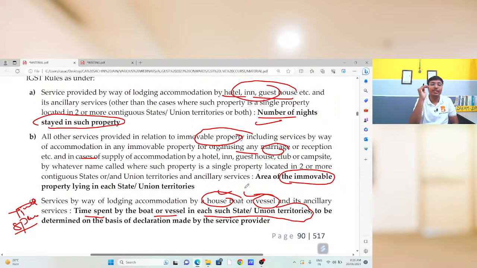Once confirm to me that this is okay for you. If I want to give the concluding remarks, in case of immobile property, the place of supply will be the location of the property. If the immobile property is situated in two or more locations, then if it is related to hotel or guest house, the number of nights spent in a particular hotel decides it. If the immobile property is used for marriage, reception and other business functions, the area of that immobile property decides it. And in case of houseboat, the time spent in a particular state will decide the ratio of place of supply. That is the concept.